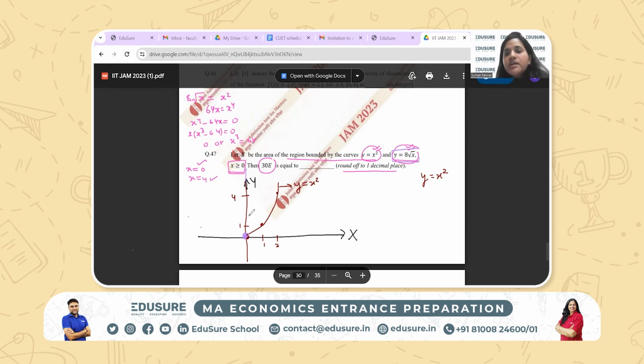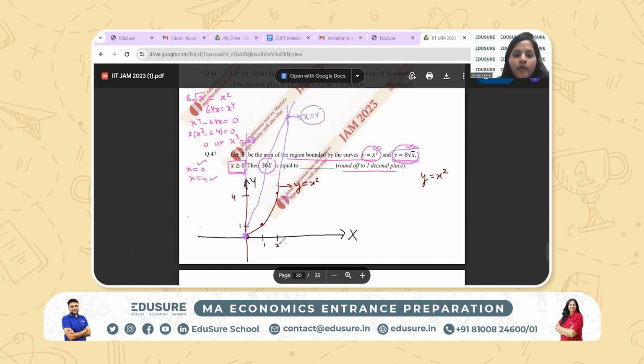This is what we wanted to know: which curve lies above which curve? So y equals x square lies below y equals 8 root x. My graph will be something like this, and then these are going to intersect, and this will be the value.